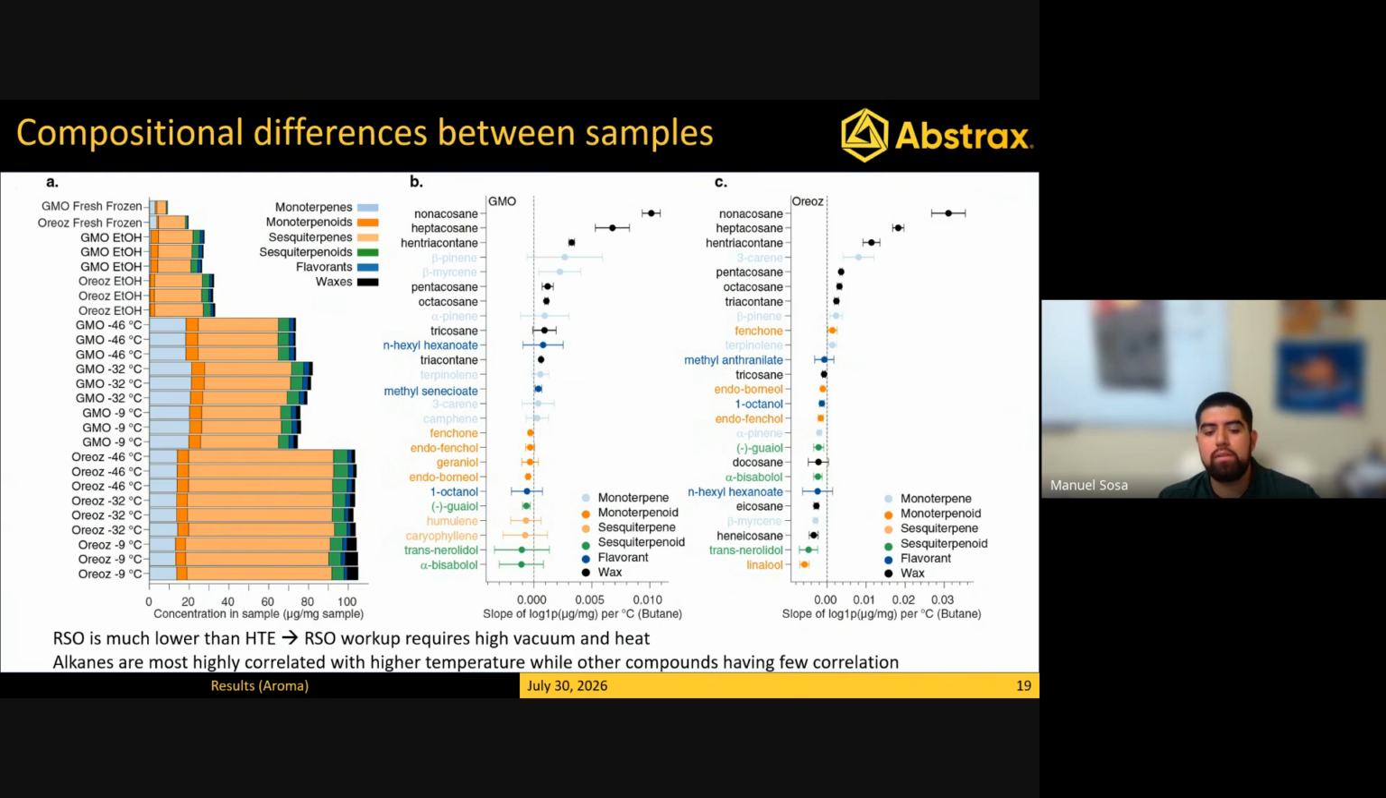In figure B and C, these are log slopes. So essentially what these are showing is a positive correlation. So anything at the top of these graphs going to the right is positively impacted as you increase your temperature. So anything at a hotter temperature, these compounds here are getting produced more. So it's going to be your nonacosane, heptacosane, and hentriacontane. So that's going to be C31, C29, and C27.